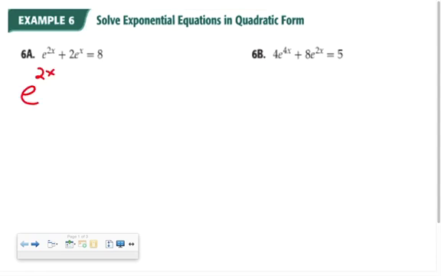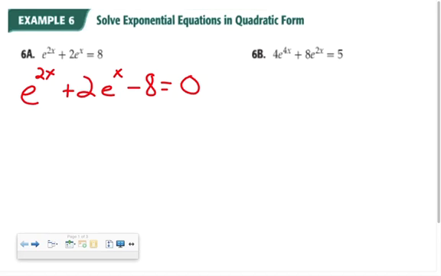So notice that we can bring this 8 on the right hand over to the left, and I'll have e to the 2x plus 2e to the x minus 8 equals 0. So the book shows you one way of factoring this out. It has you replace e to the x with just n, and then factor it from there. If that makes you more comfortable, then go ahead and do that.